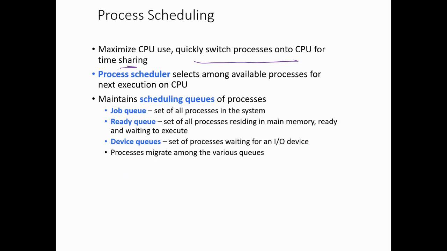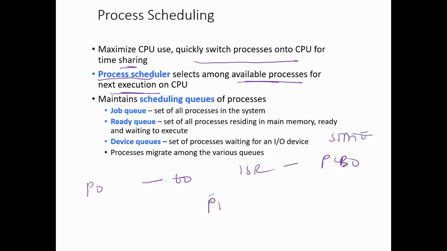So who's going to do those things? The process scheduler selects among available processes for the next execution on the CPU. As I said, P0 got an interrupt at t0, so inside PCB0 I've changed the state. Now I'm supposed to find the next process which is in the ready state so that I can start executing it, right? Who selects the process?